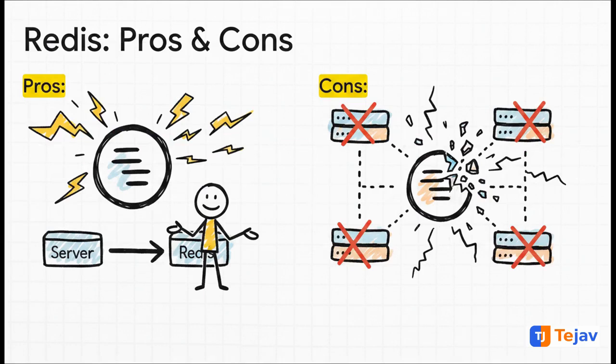So what's the catch? Well, here are the trade-offs. The big pro: Redis is blazing fast and super simple to set up for this. The big con: a single Redis instance is a single point of failure. If that one Redis server goes down, your entire locking system goes down with it.